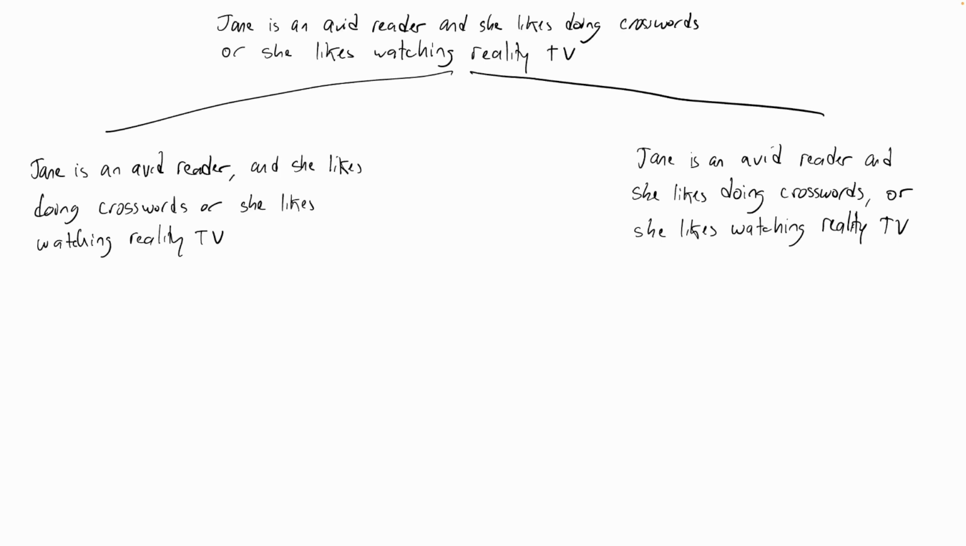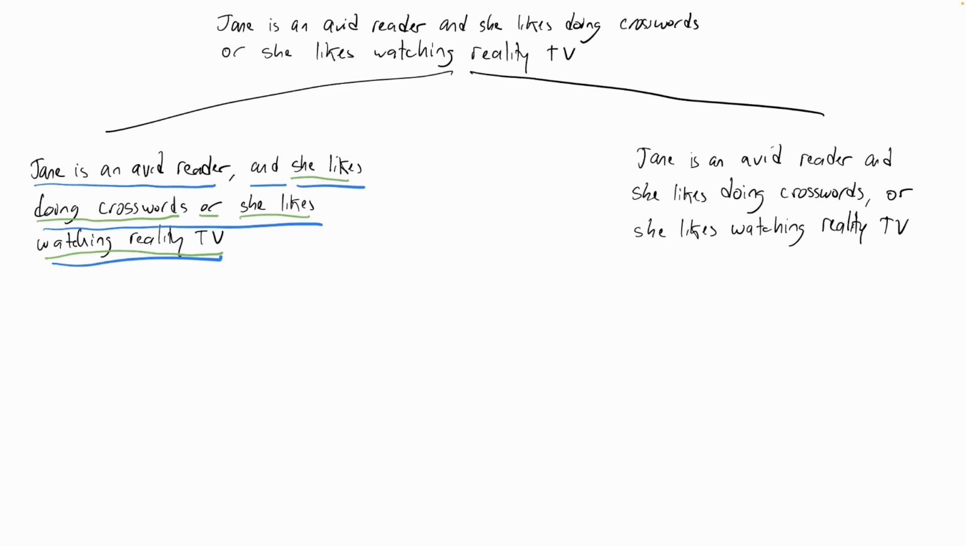On the first way of reading the sentence, the "or" joins the statement "Jane likes doing crosswords" with the statement "Jane likes watching reality TV." That's the scope of the "or." It joins those two statements. And then the "and" joins the statement "Jane is an avid reader" with the statement "Jane likes doing crosswords or Jane likes watching reality TV." That's the scope of the "and." It joins those two statements.